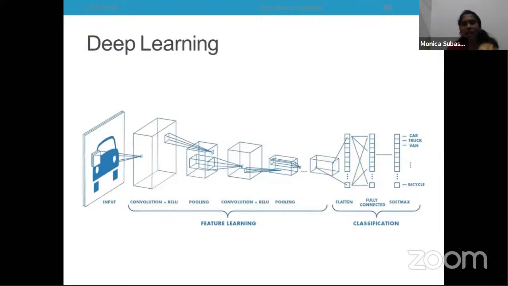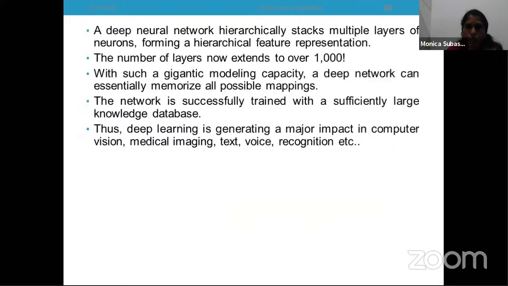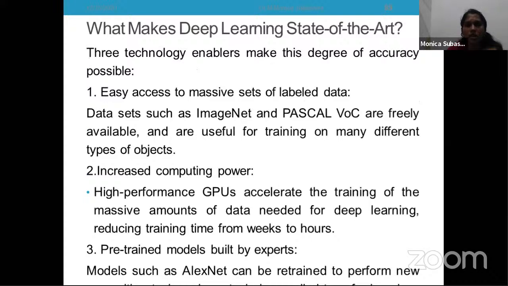Coming to the last part of the session, I was just talking about the applications. I'll give an overview about deep learning. Maybe in yesterday's lecture, you would have become familiar with deep learning. I just wanted to give an overview about the structure of deep learning. What is the importance of deep learning? First one is easy access to massive sets of labeled data. Next one is increased computing power.